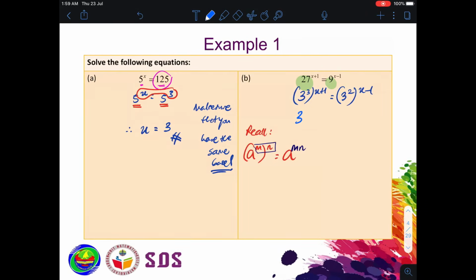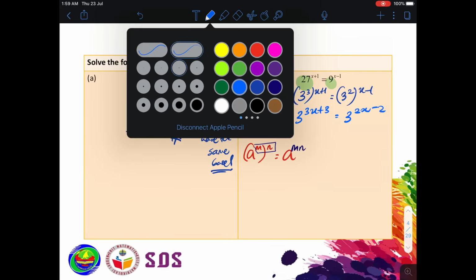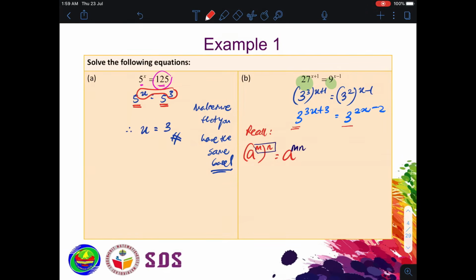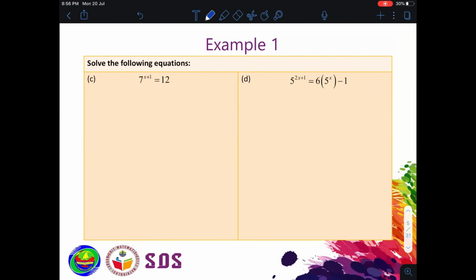So 3 to the power of 3x plus 3 equals 3 to the power of 2x minus 2. Therefore, I have the same base already, which is the number 3 here, and now I can compare the index. Therefore, I bring it down. I will get 3x plus 3 equals 2x minus 2. Therefore, my x will be equal to -5. That is my answer.